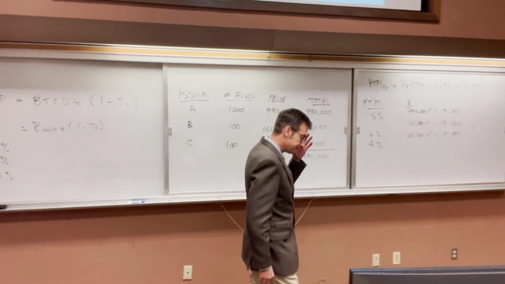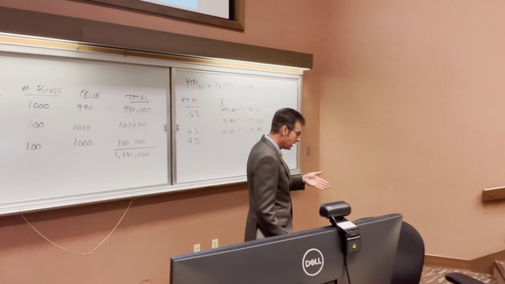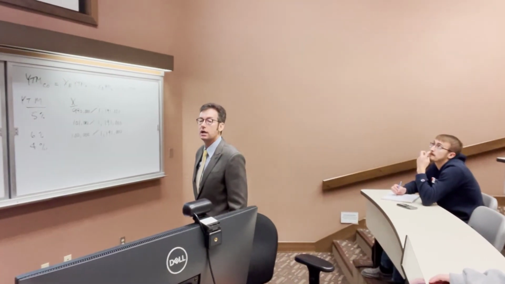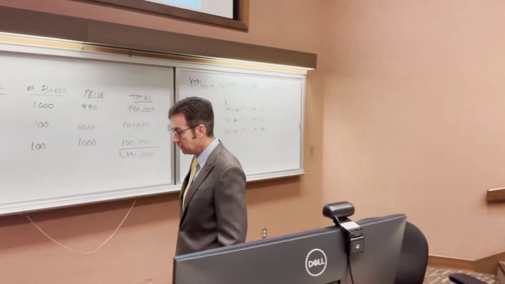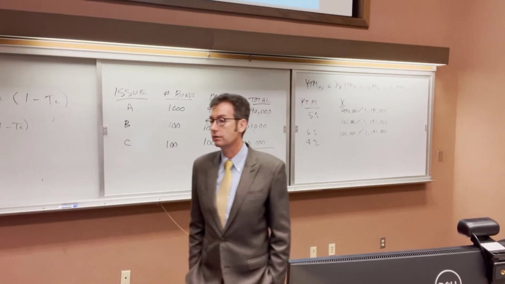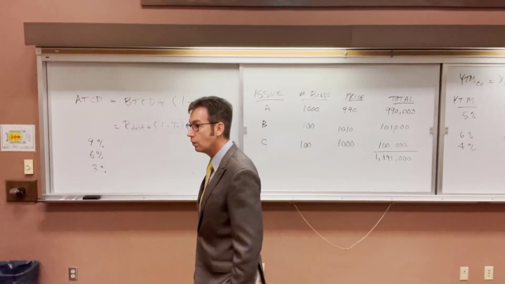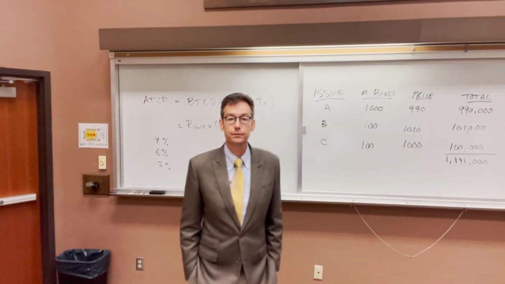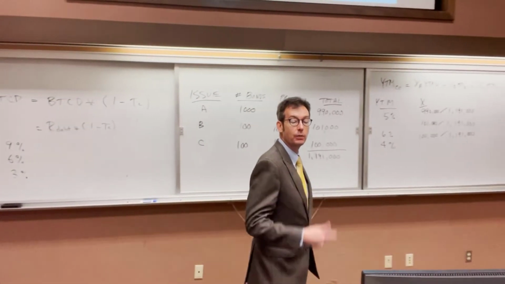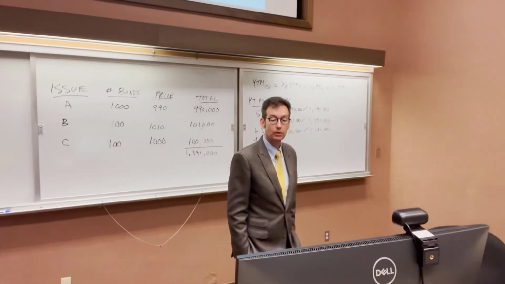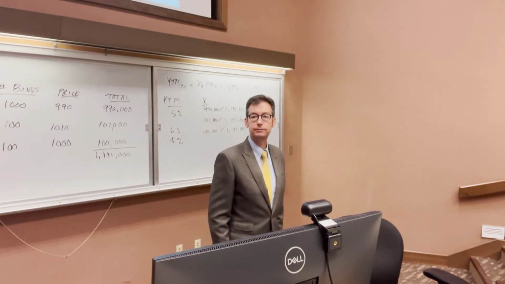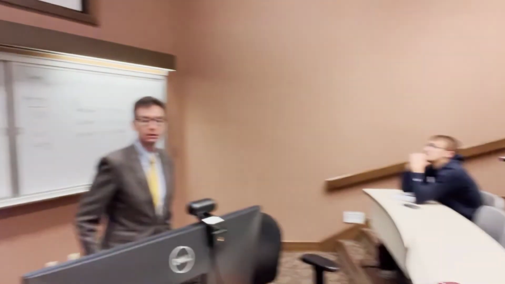Now, I want you to note something here. There is no 1 minus T sub C here, because there is no difference in the tax deductibility of costs between the flotation costs of stocks and flotation costs for bonds. So there is no 1 minus T here. So that is the main difference between this and the weighted average cost of capital formula, is that we don't have that 1 minus T piece at the very end. Questions? Okay.